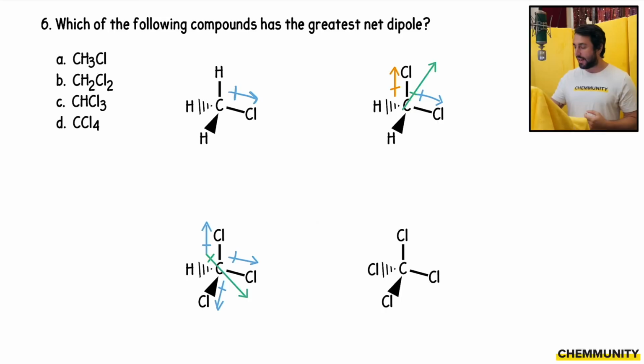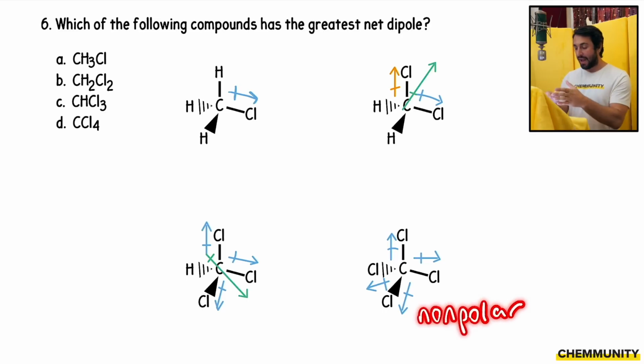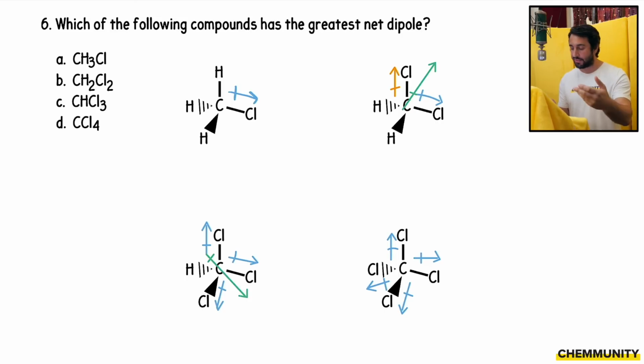And then this culminates in CCl4, where these bond dipoles are all pointing in directions such that they perfectly cancel out, and CCl4 ends up having no net dipole at all. So CCl4 has polar bonds, but is nonpolar overall. So we have to go back to the start here, and it is a little bit counterintuitive because you might think if there are more polar bonds, then the molecule should be more polar overall.